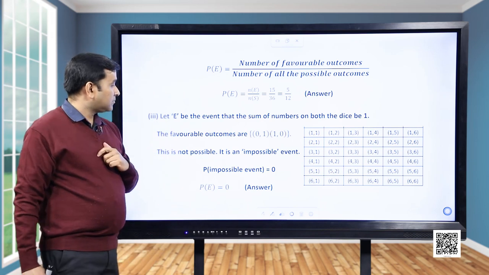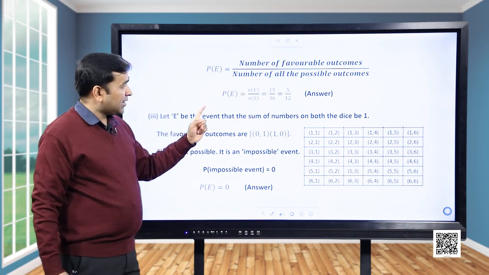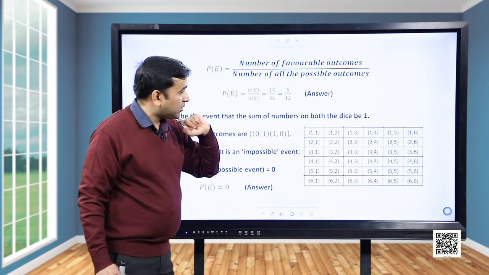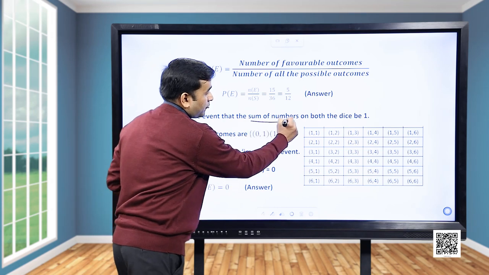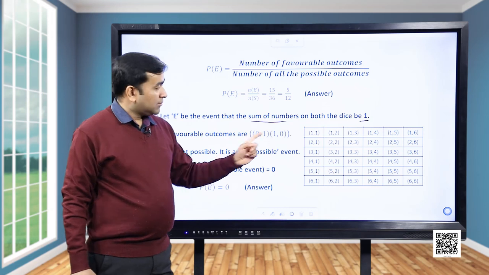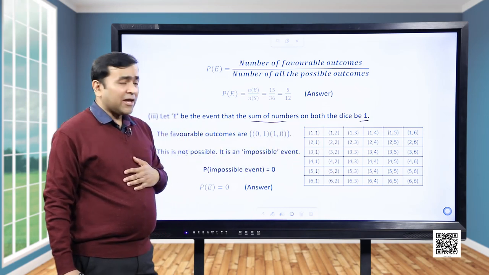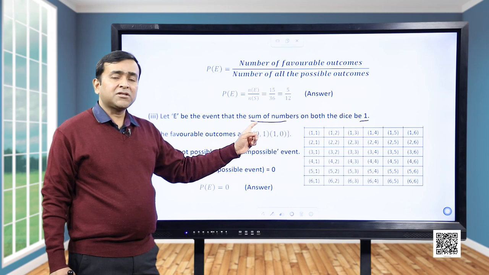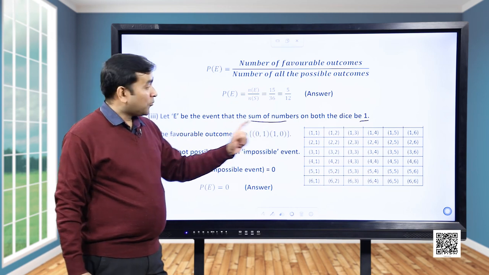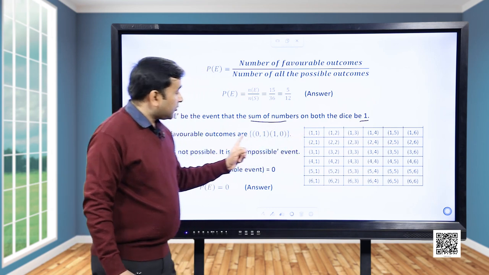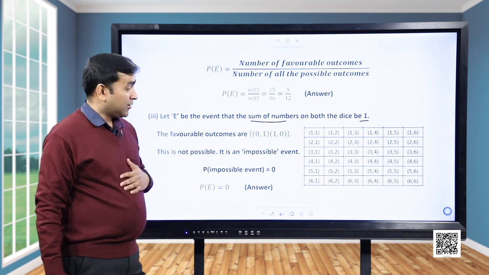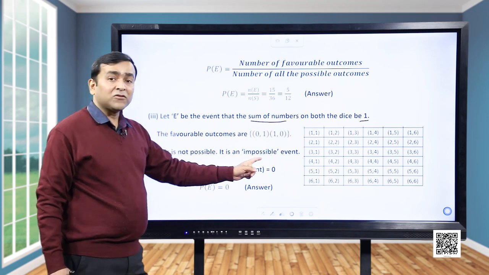Let us solve the third part. Let E be the event that sum of numbers on both dice be 1. Again, refer to this table. Please see this table carefully. Can you find any of the outcome in which the sum of numbers is 1? I don't think so. Why? Because there is no outcome such as which says 0, 1 or 1, 0. So this is a case of impossible event.